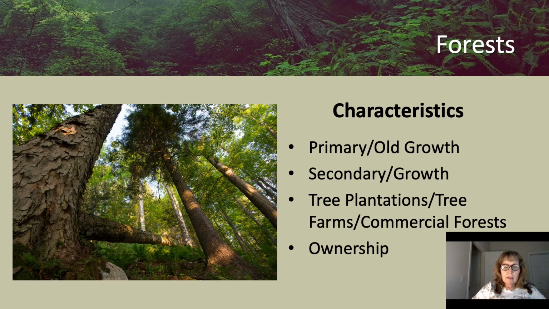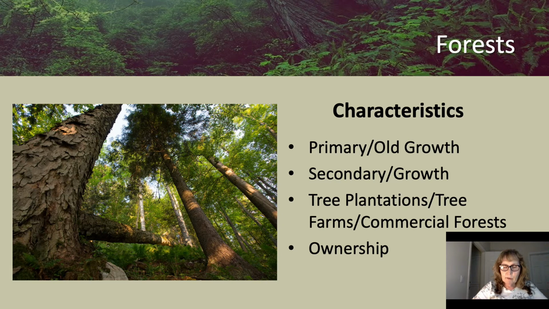Forests. A forest is a land area with tree cover of at least 10%. There are several forest types: primary old growth, secondary growth, tree plantations, tree farms, commercial forests, and I'll also touch on ownership. There are old growth primary forests. They're characterized by their undisturbed nature, native species, and ecological processes that have not been disturbed for several hundred years or more. They comprise some 1/3 of all forests.